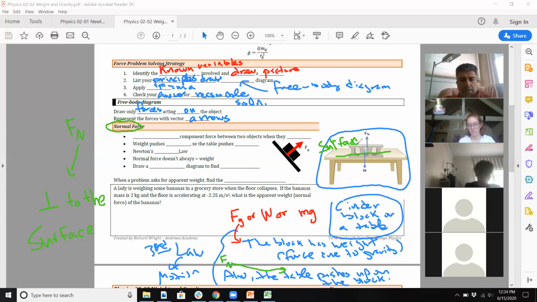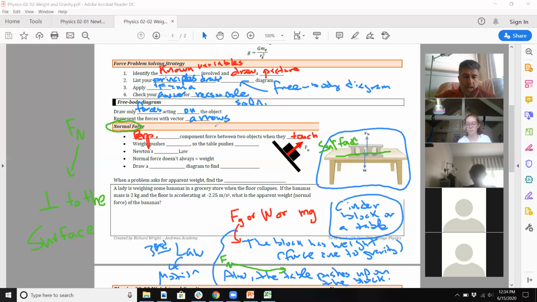So it's a perpendicular component force. Okay, I'm just going to abbreviate perp. I don't feel like writing the whole thing. And it's a perpendicular component force between two objects when they touch. So a table and a block, they're touching. So it's basically a force that's perpendicular to where they're touching. They're touching on the surface of the table. So that's what you got.